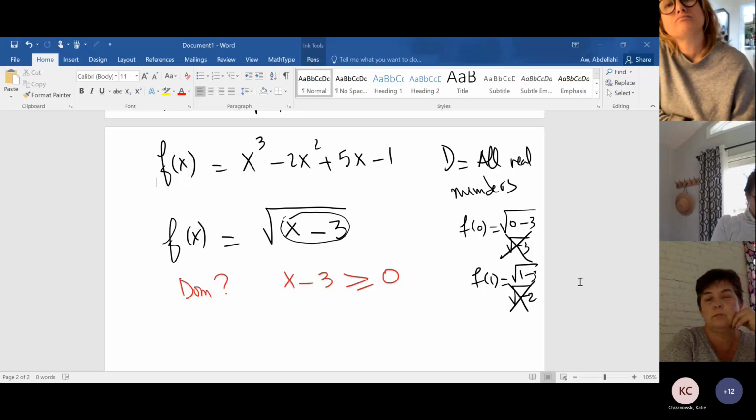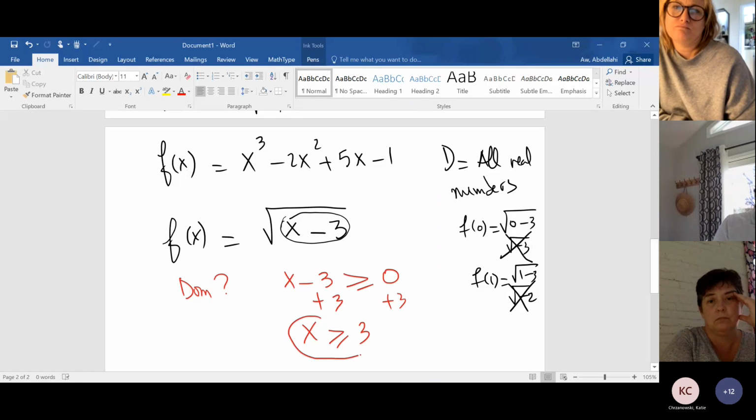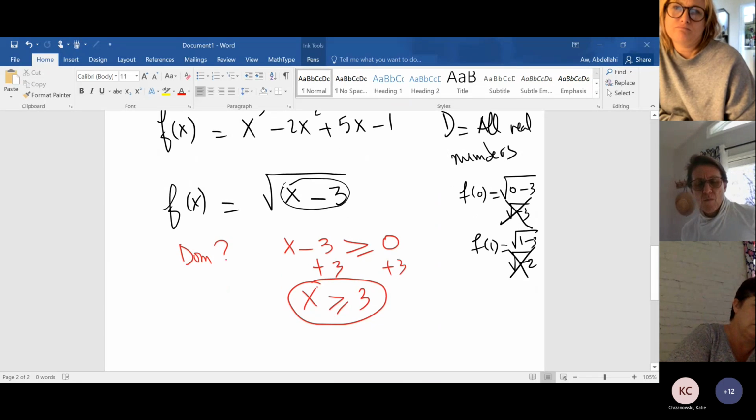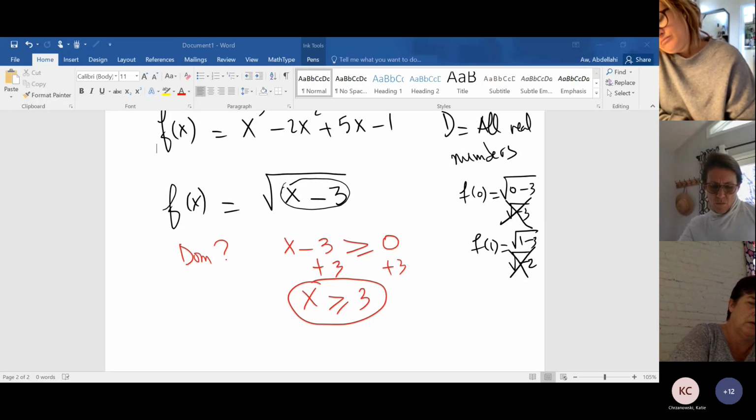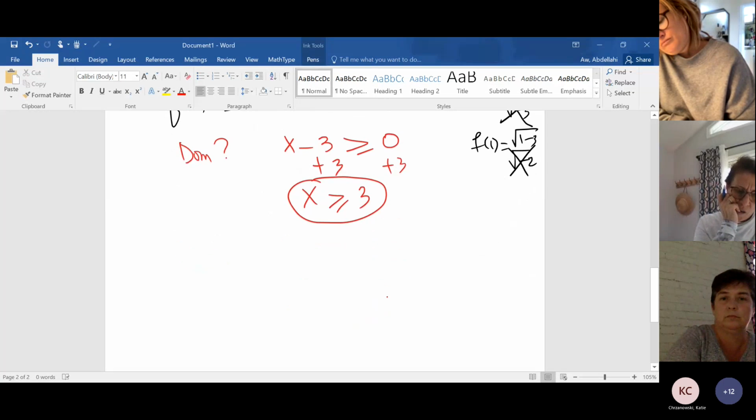Everybody see that? I don't worry about something being 0 anymore. I worry about something being negative, right? So x minus 3 has to be greater than or equal to 0, and we solve it. Plus 3, and we say x has to be greater than or equal to 3. That is the domain. Everybody see that? If you have a square root, whatever is inside the square root has to be greater than or equal to 0, whatever it is, right?